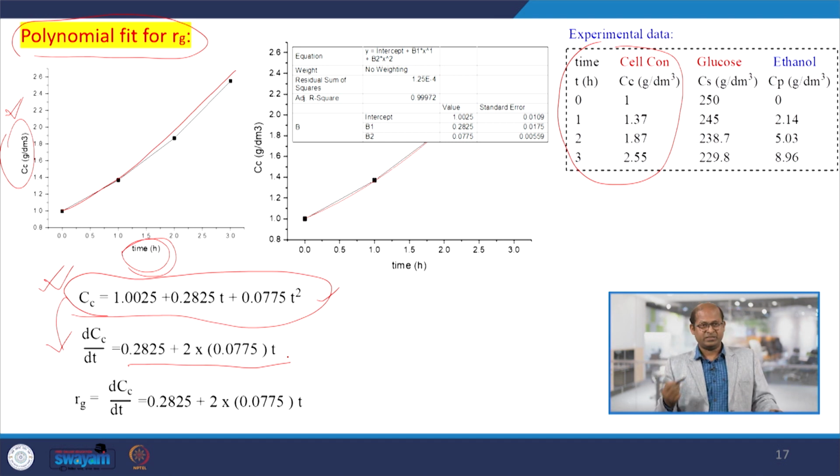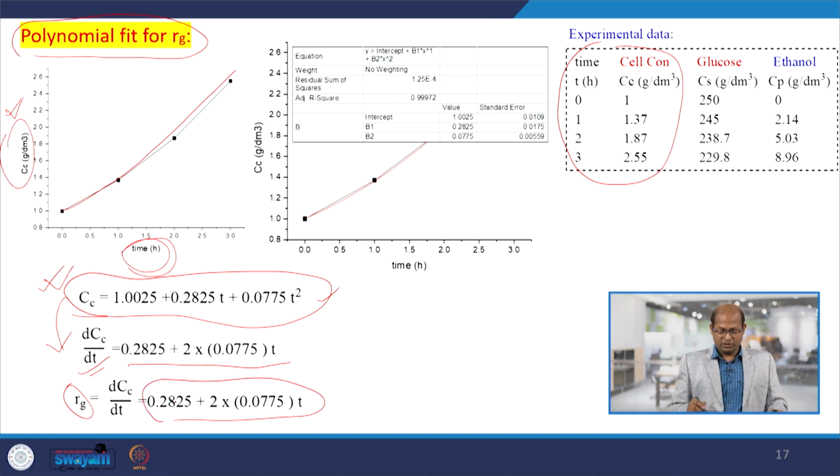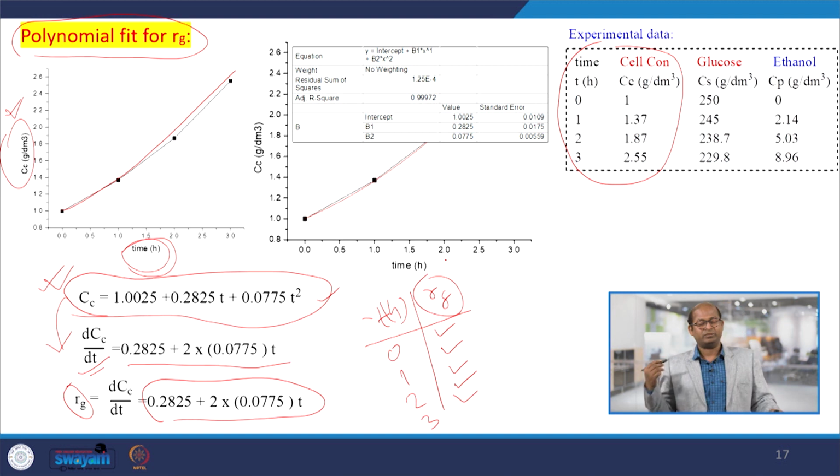After differentiation with respect to time, dCc/dt will come. This is equal to the rate as a function of time. So, here what we have to do is put time equal to 0, 1, 2, 3 hours. If we put the corresponding values, we can find out Rg. So, this is the way to find the rate of generation of new cell formation graphically, using the polynomial fit.